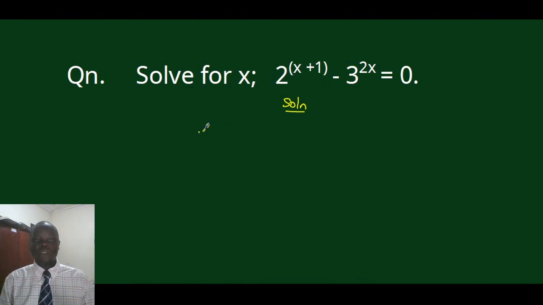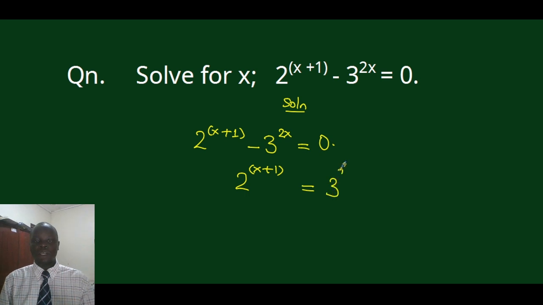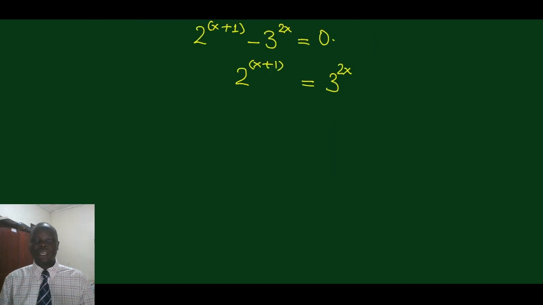So let's rewrite the question here, and we have 2 to the power of x plus 1 minus 3 to the power of 2x equals 0. Now taking this to the other side, we have 2 to the power of x plus 1 equals 3 to the power of 2x.